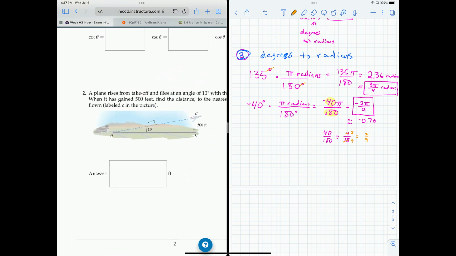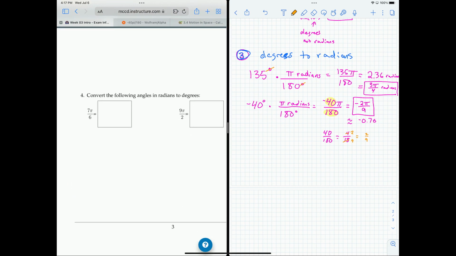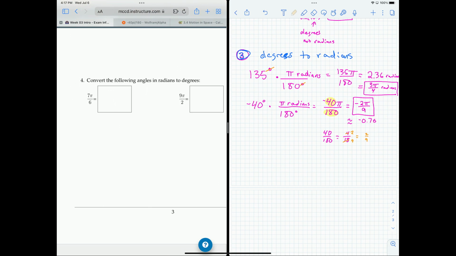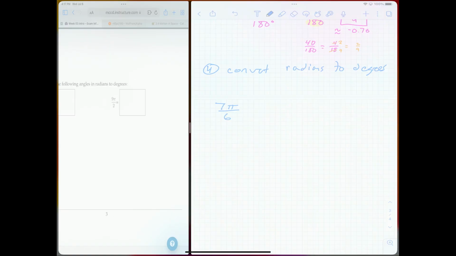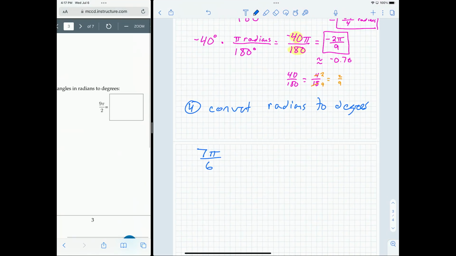Next question. We are down at number 4. So number 4 is going the other direction. So convert radians to degrees. Let's go. So the first one is 7 pi over 6. So 7 pi over 6.